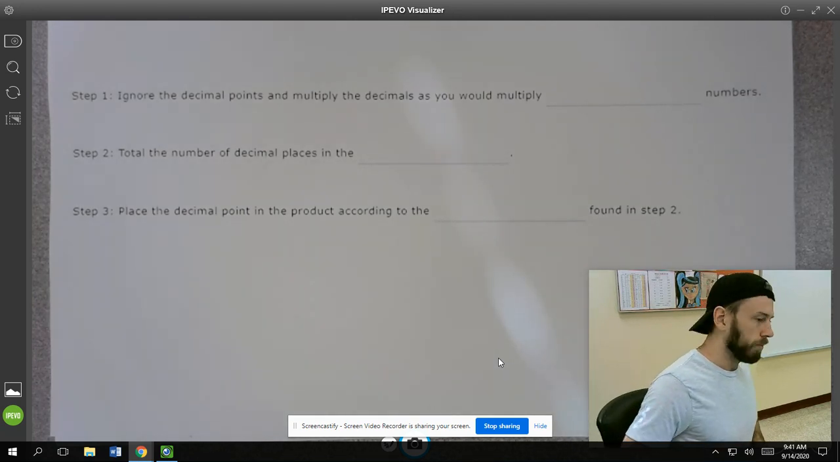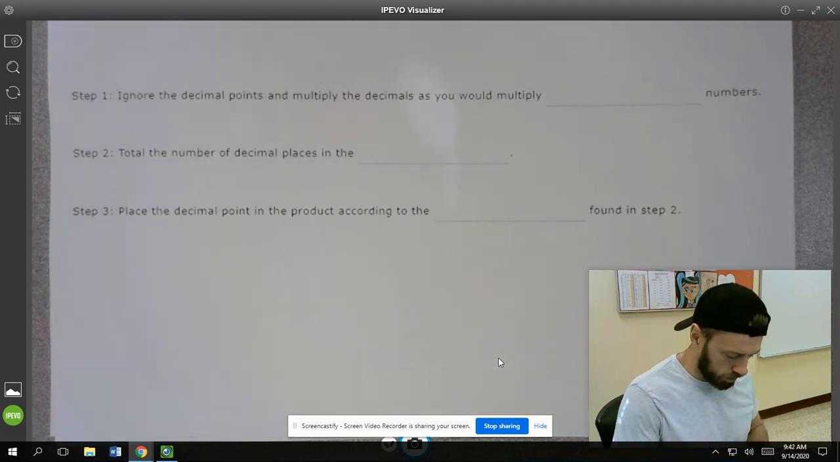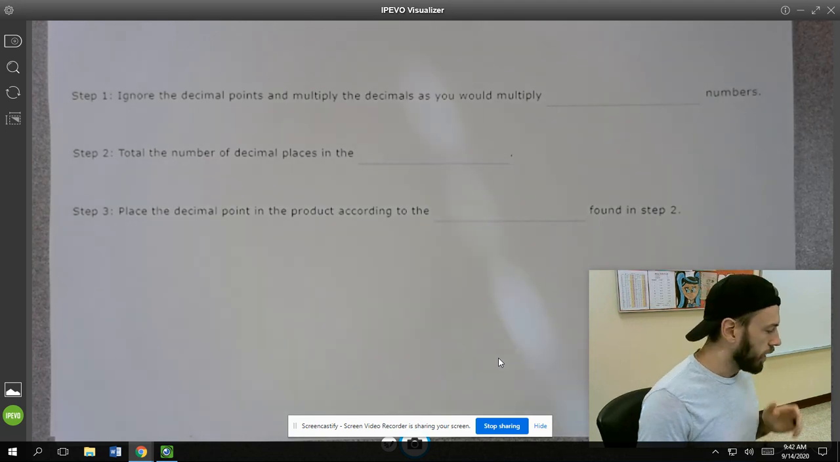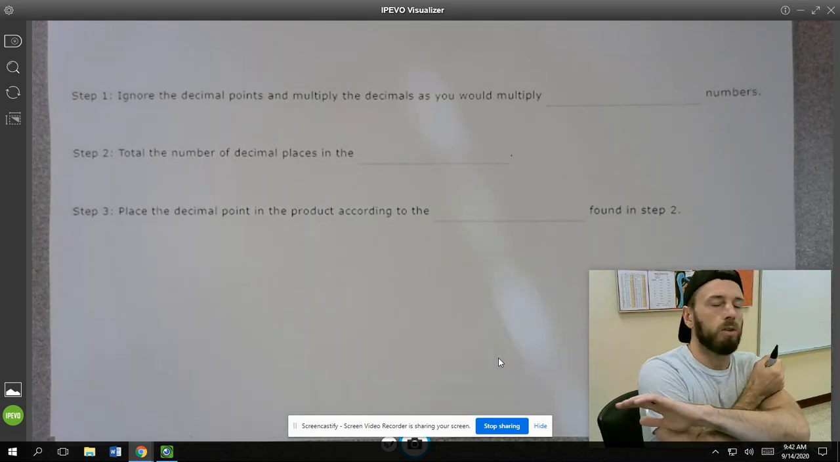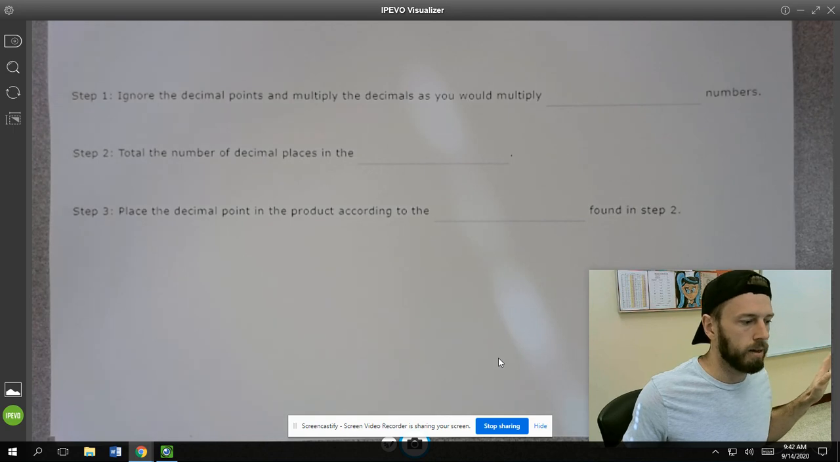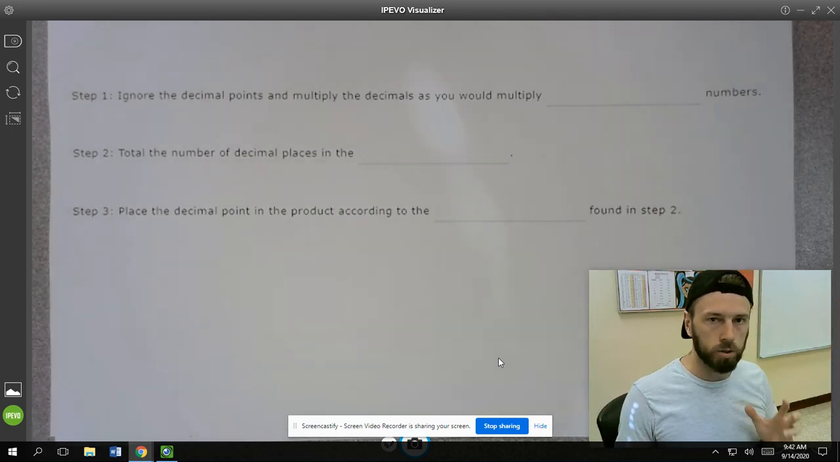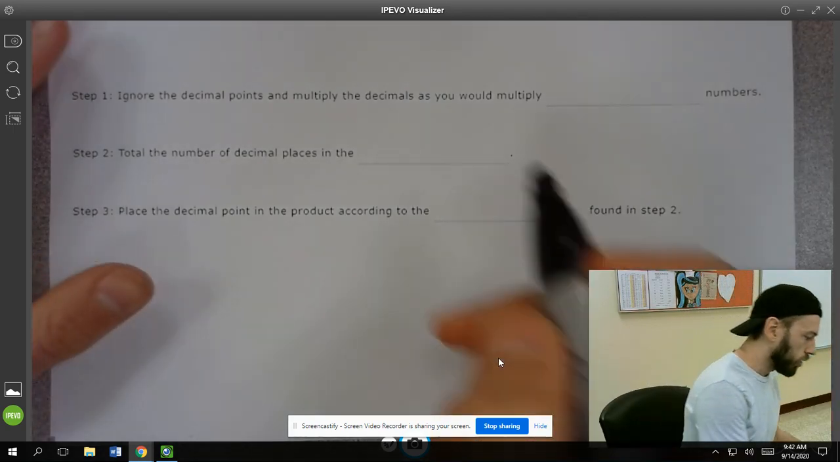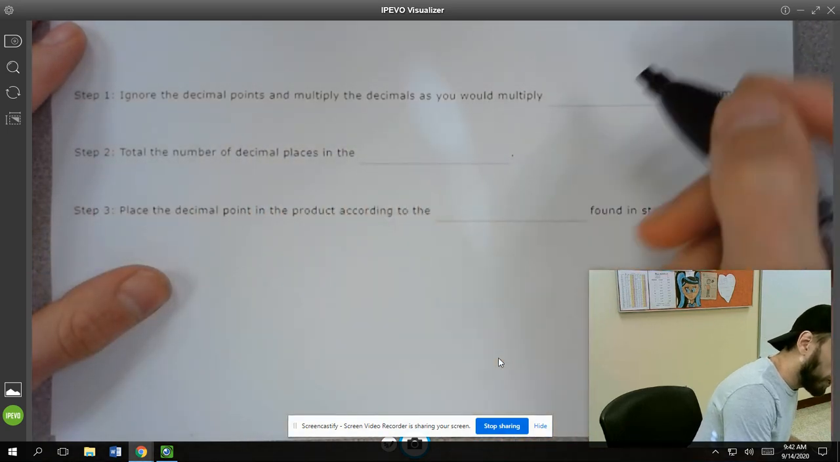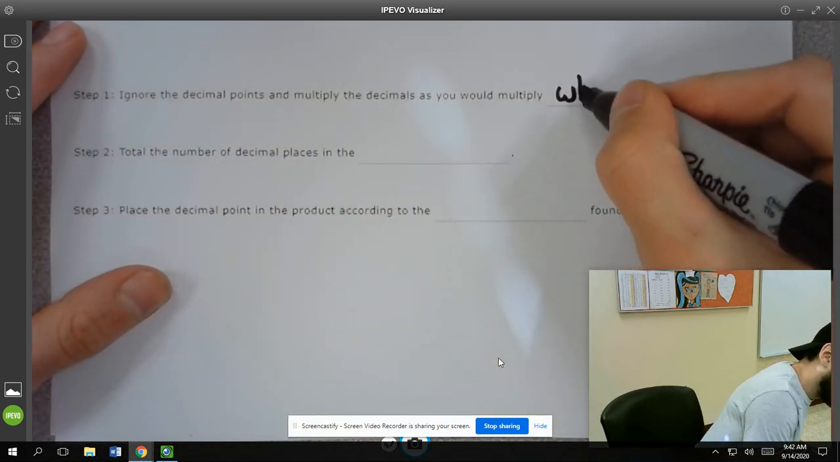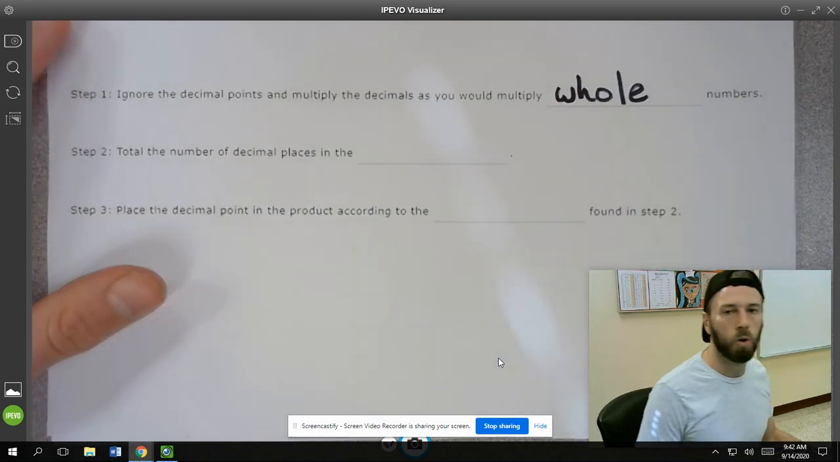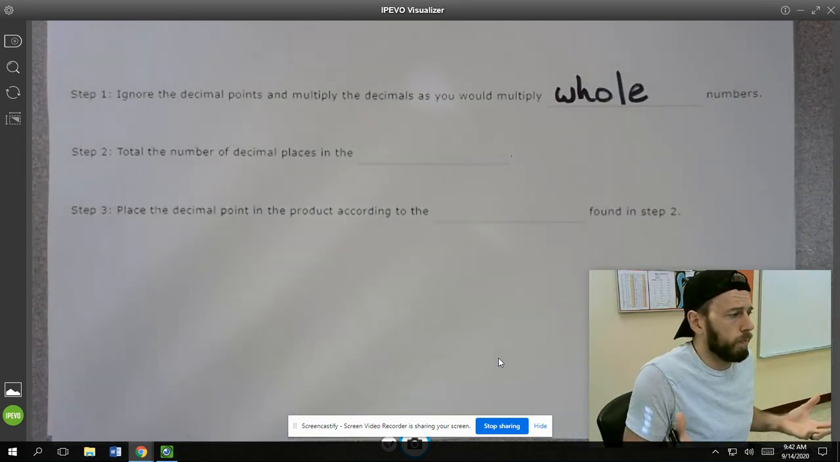First of all, when you're multiplying decimals together, step one is to ignore the decimal points altogether and just pretend that they're regular whole numbers. Okay? So you're going to ignore the decimal points and multiply the decimals as you would multiply whole numbers. Just pretend they're regular whole numbers.